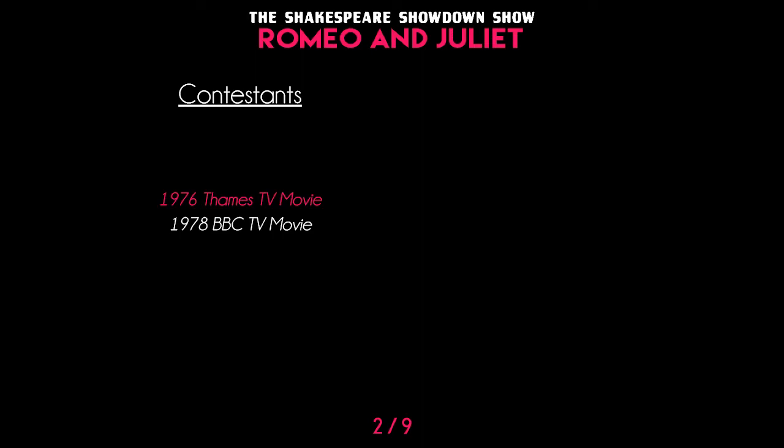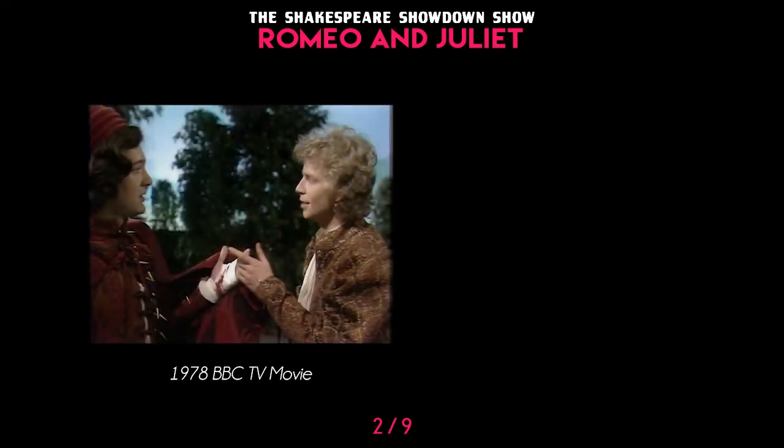So, let's now move on to our next contestant, which will give us something to compare and contrast. In the 1978 BBC TV movie, Romeo and Benvolio are in more of a garden setting, as you can see. This is a little more accurate, as it's supposed to be a grove of sycamore trees. This will be Patrick Reichart as Romeo.